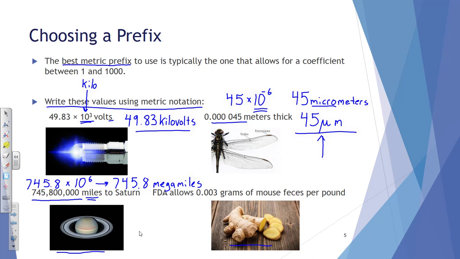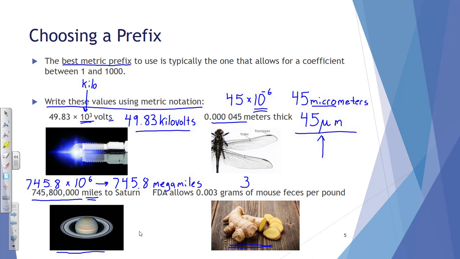Okay, our last one. When vegetables, fruits, and other products are harvested, they're not going to be perfectly clean, and surprisingly, the FDA allows 0.003 grams of mouse feces per pound when natural ginger is harvested. So let's put that in metric notation.